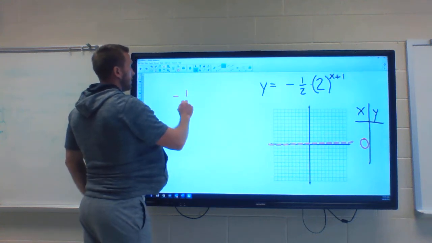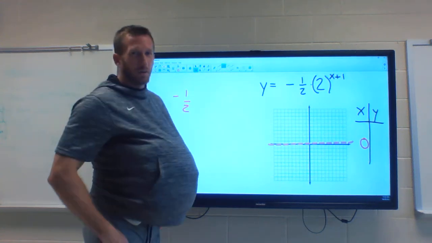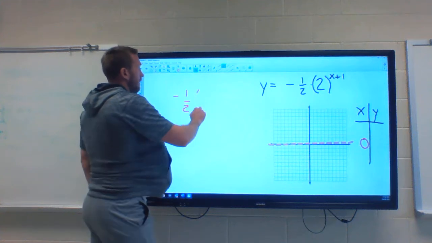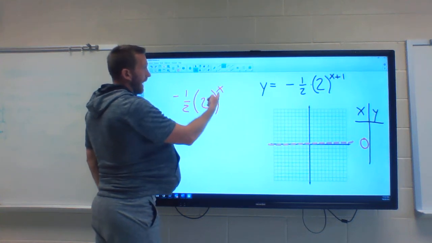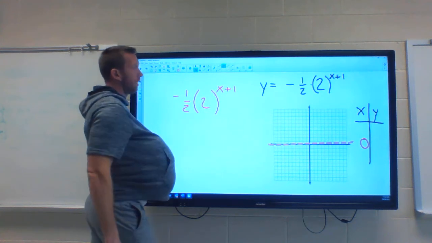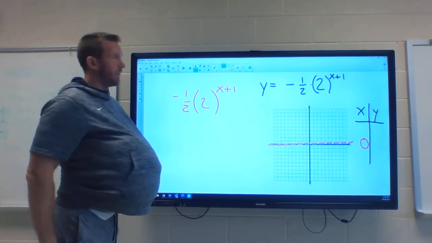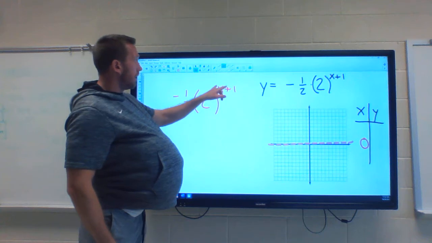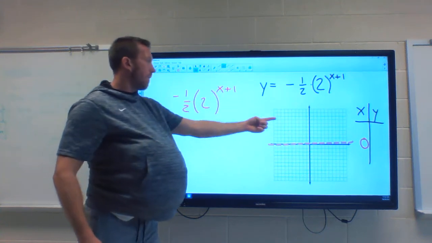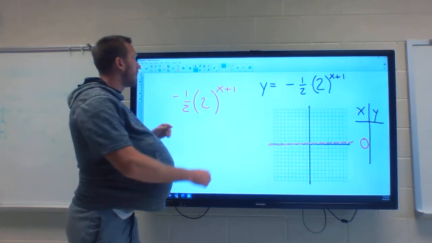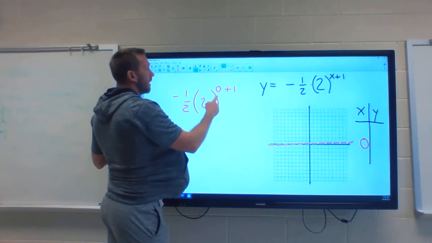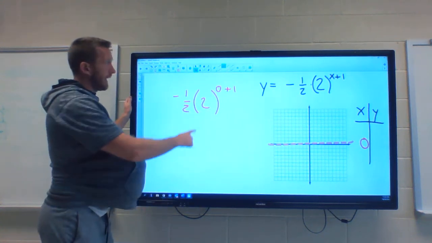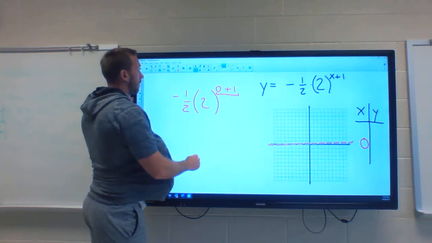Now in this case, in this case, our exponent is not just x. Our exponent is x plus 1. It's a little different from the last problem, meaning our exponent isn't just, hey, whatever I plug in for x goes up there. No, whatever I plug in for x goes just in place of x. But my exponent is all of that, 0 plus 1.